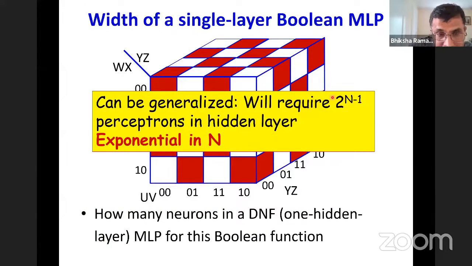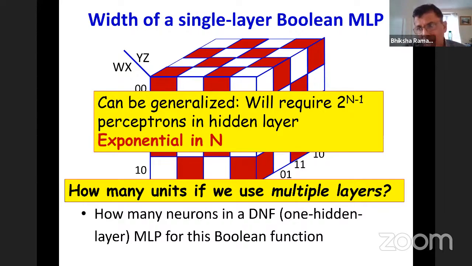I can generalize this. For n inputs, in the worst case, I'm going to require 2 raised to n minus 1 perceptrons in the hidden layer, which is exponential in n. So if I want to build an MLP with just one hidden layer to model this Boolean function, in the worst case, for n inputs, it's going to require 2 raised to n minus 1 neurons in the hidden layer, which is way expensive.